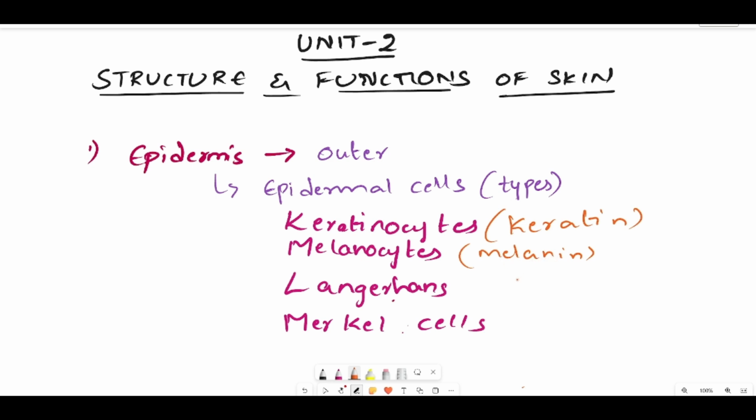The amount or quantity of melanin depends on the genes and the amount of sun exposure. Then we have the Langerhans cells. These are useful for protecting our body from foreign materials, and also for providing us immunity. Then we have the Merkel cells. These are useful for sensation, which means they help in knowing the sense of touch and light. These Merkel cells are useful for touch and light sensation.